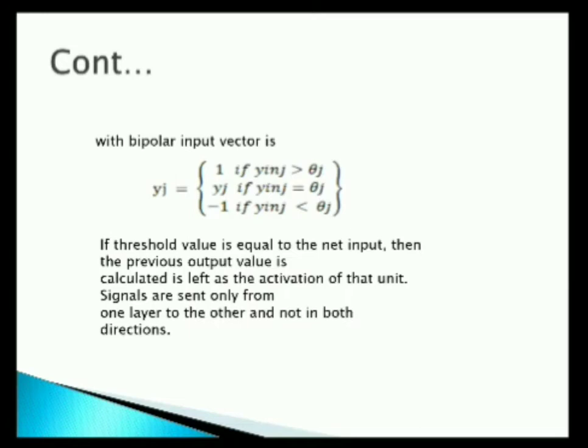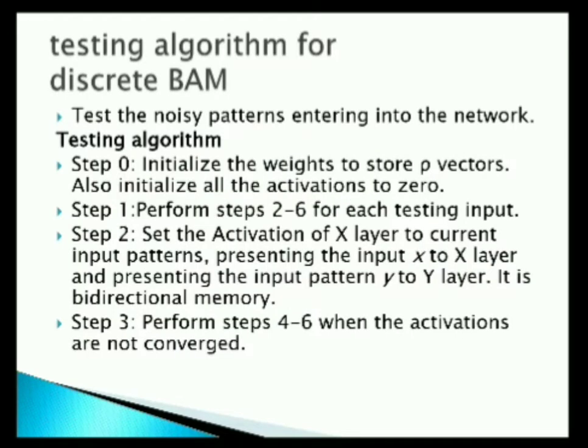If the threshold value is equal to the net input, then the previous output value is left as the activation of that unit. Signals are sent only from one layer to the other and not in both directions at once. The testing algorithm tests the noisy patterns entering into the network. So these are the following steps.